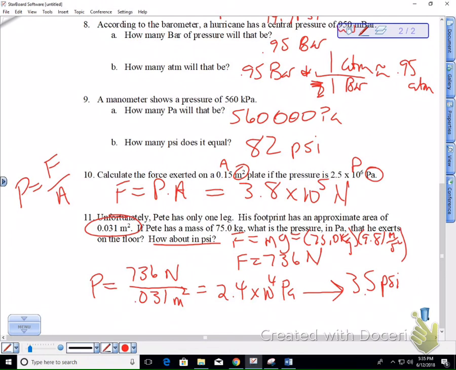All right, converting pressure units is something you have to do a lot of in chemistry and physics. If you have any questions, come by and see me. Let's work it out.